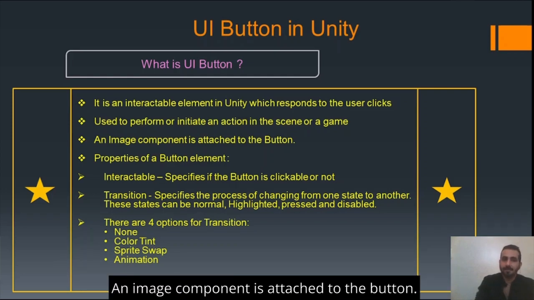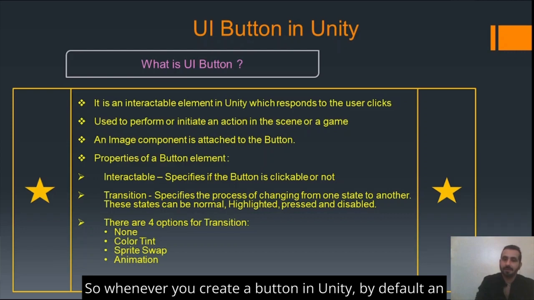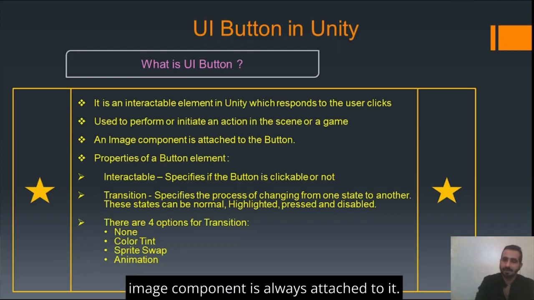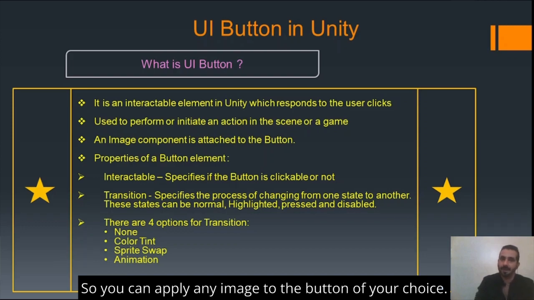An image component is attached to the button. So whenever you create a button in Unity, by default, an image component is always attached to it. So you can apply any image to the button of your choice.